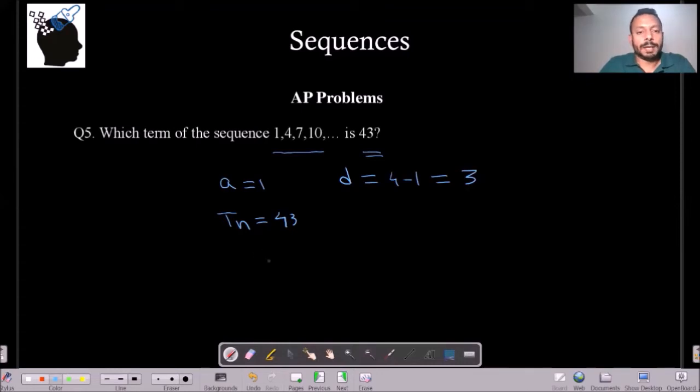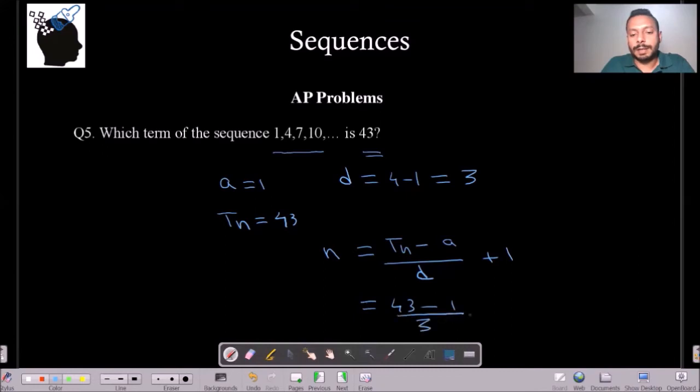And we can use the formula for the nth term as Tn minus a divided by d plus 1, which is nothing but 43 minus 1 divided by 3 plus 1, which is nothing but 42 by 3 plus 1, or 14 plus 1, which is 15. So 43 is the 15th term of this series.